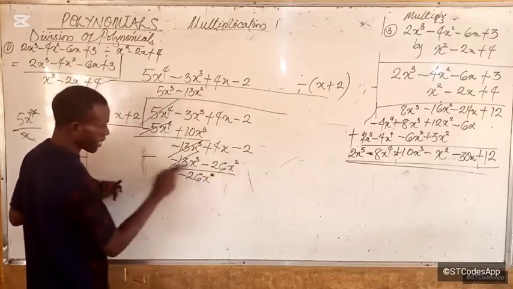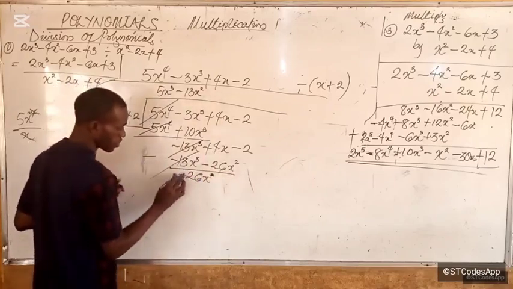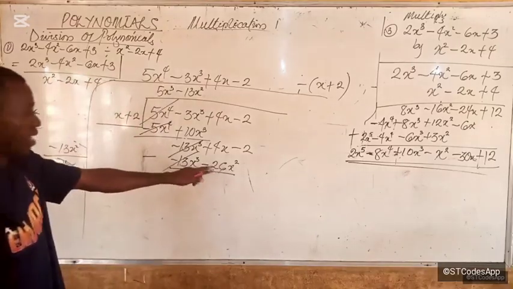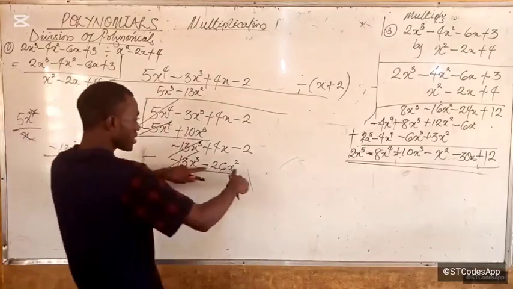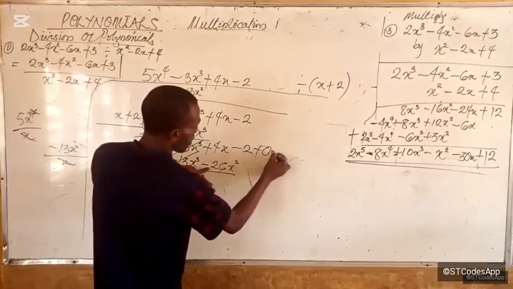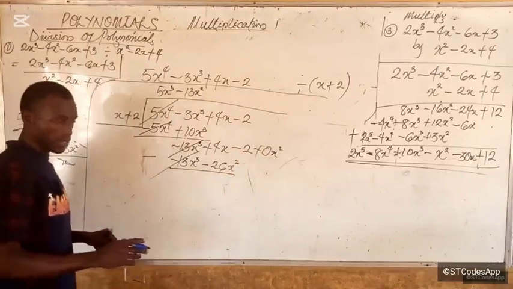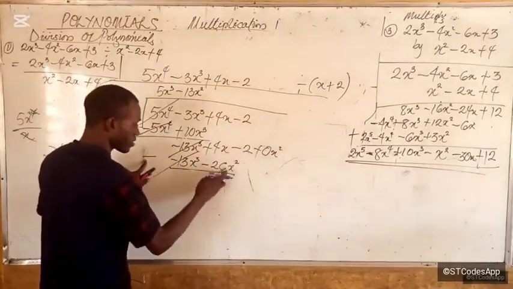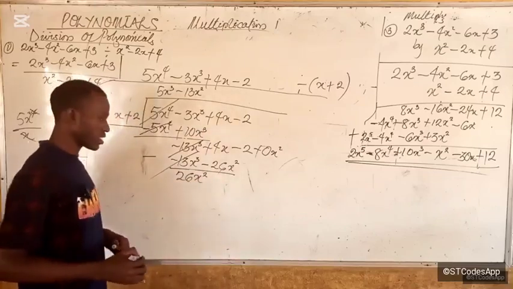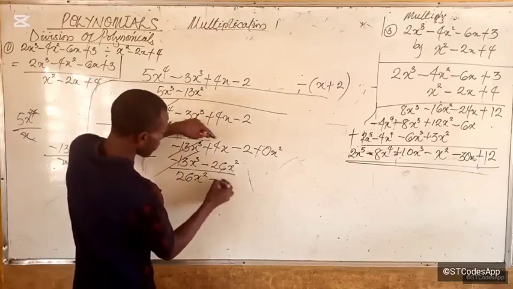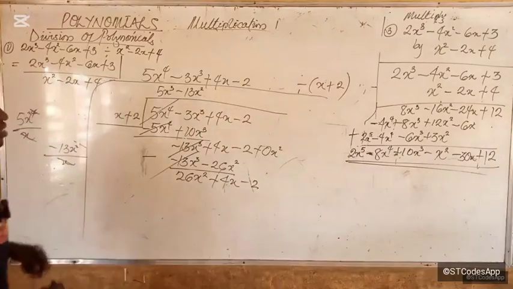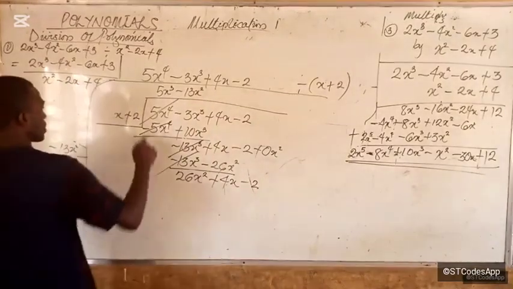Okay, so minus. Do you understand? Minus will be plus. Do you get what I'm saying? Now this guy, the like term that it has on top here is plus 0x squared. Do you understand now? So plus 0 minus this, that's plus 26x squared. Do you understand? All right, so plus 26x squared, then plus 4x, then you bring down minus 2. Exactly. So you now do this again.